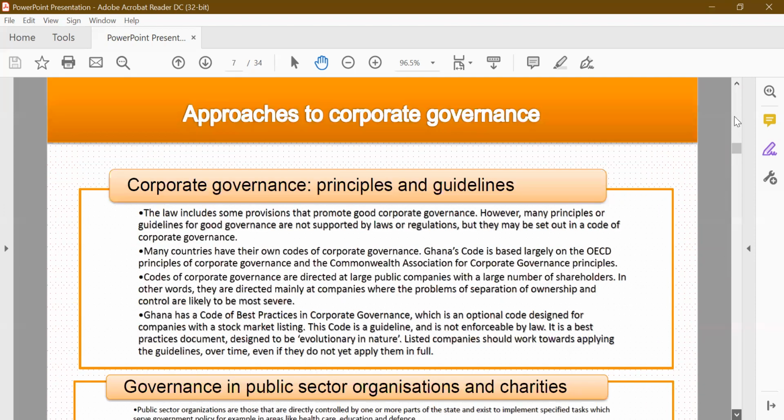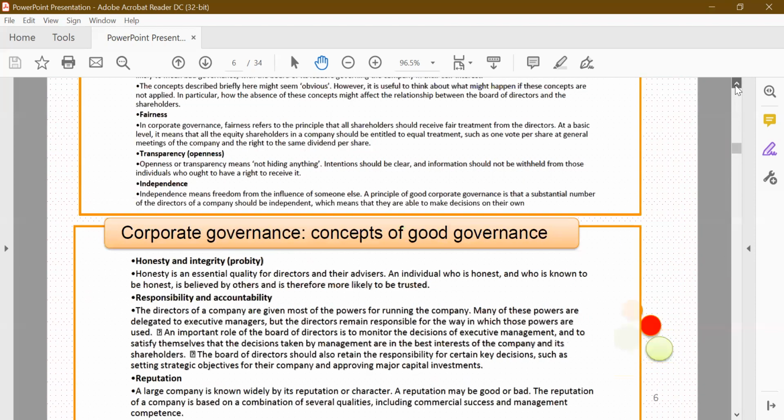Now let's move on. Another core concept when it comes to good corporate governance is responsibility and accountability. First of all, we need to understand what the directors are responsible for. The directors of the company are given the powers to run the company. Most of these powers are delegated to executive managers, but the directors would have some form of oversight or remain responsible for the way that those powers are used. So what does the board of directors do?